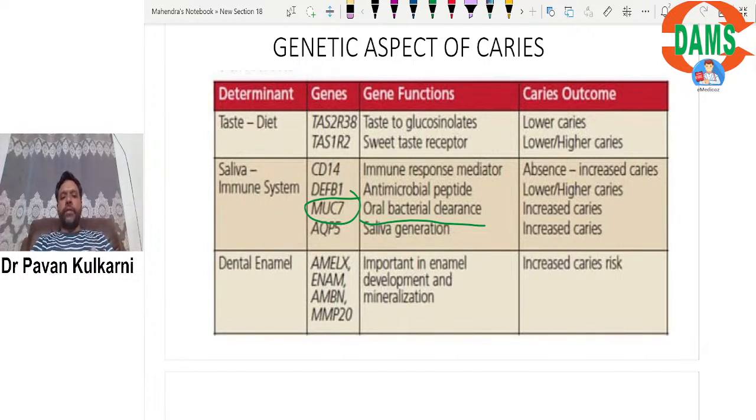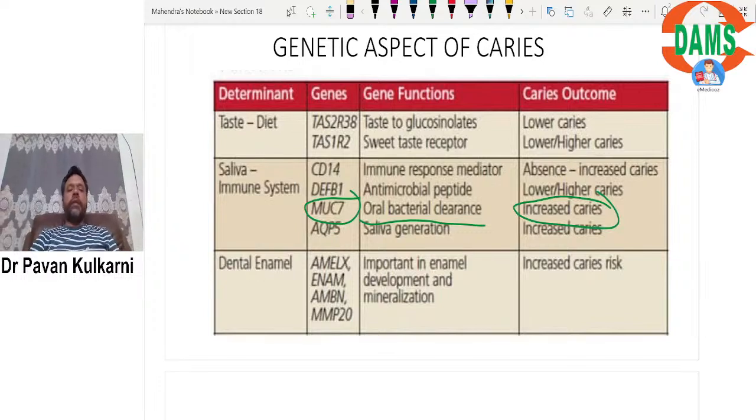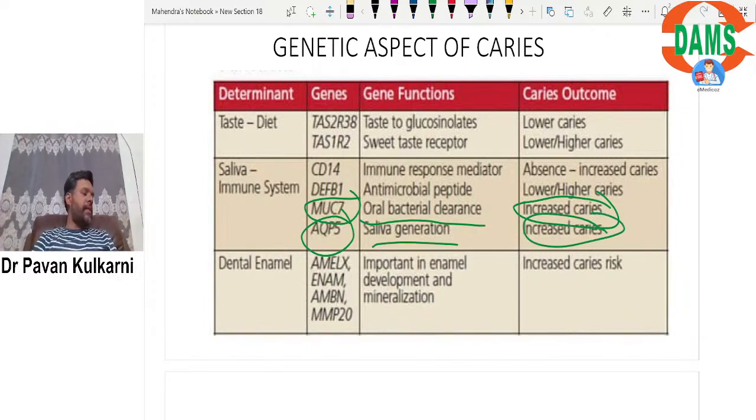Oral bacterial clearance. That means the oral bacteria clearance. So if this gene is mutated, it causes increased caries incidence. There is one more gene called the AQPS gene. This is a gene which causes increased salivary production. Again, mutation of this gene causes increased caries.